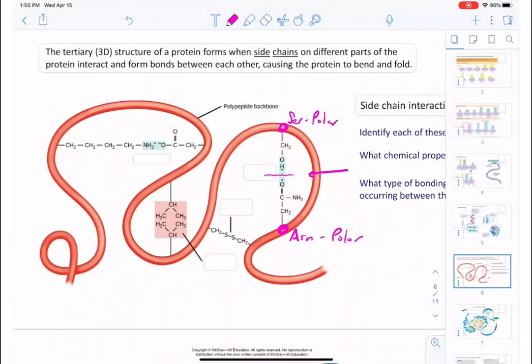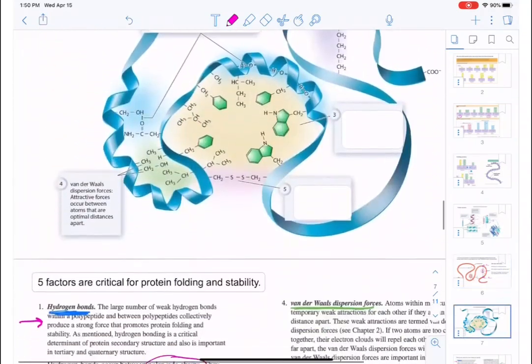So based on that, what type of chemical bond is forming there? These are both polar, and specifically though, we have a hydrogen interacting with an oxygen. Well, let's go down to our choices here.